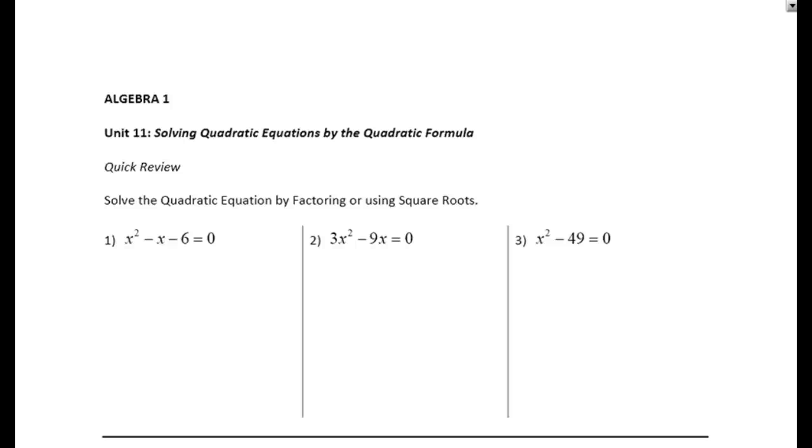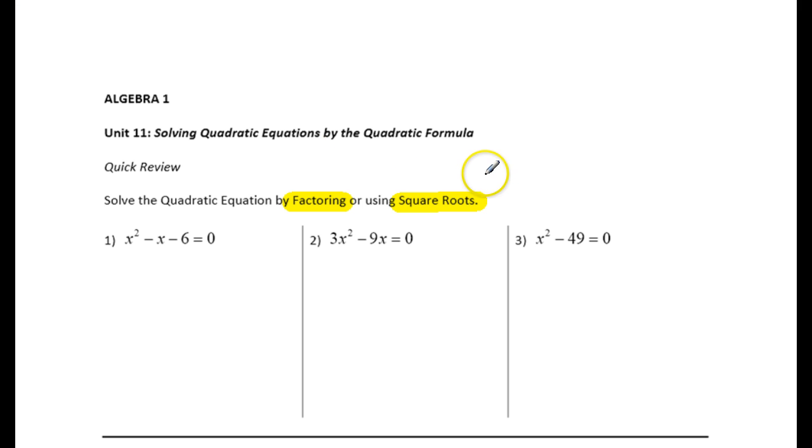Alright, so for this podcast, we have basically gone through two ways to solve quadratic equations. So let's do a quick little review. We've learned two ways to solve quadratic equations: by factoring or by using square roots. Remember, the key is to remember when to use which way.